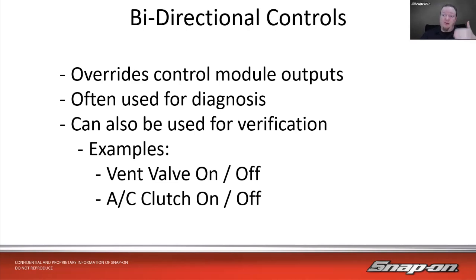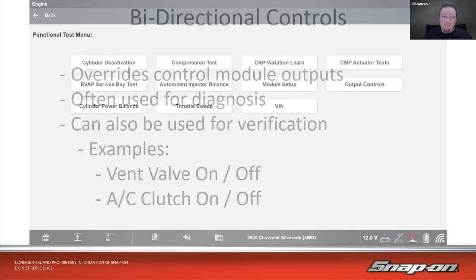It can also be used for verification after the fact. If I try to do a bidirectional control to diagnose and it doesn't work, then I do my repair and put in whatever the new part is. I can then verify that the circuit is working properly by going into the computer and turning it on and off. Some examples include a vent valve, turning it on and off, or the AC clutch on and off to verify whether or not the clutch is working or the clutch relay is working in that case.